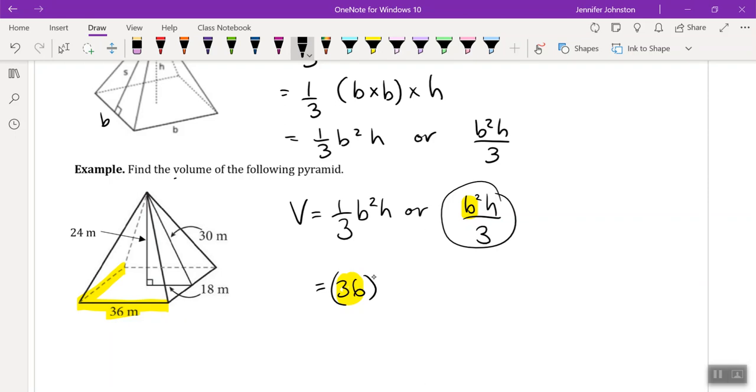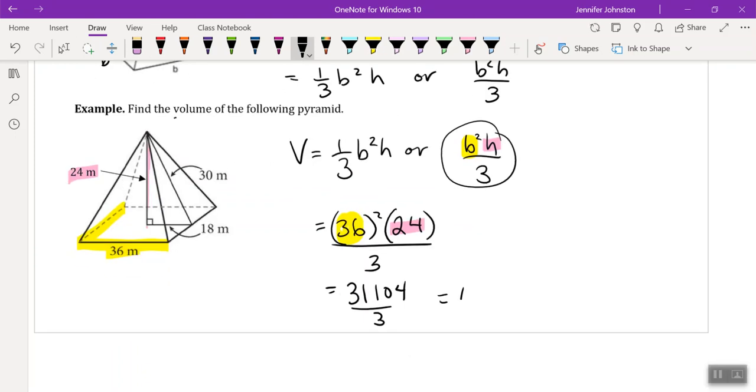36 squared, and then the height, how tall is it? Is 30 how tall it is? No, that's a slant. 24 is how tall it is. So 24 is standing nice and tall, and then don't forget to divide by 3. Type it all in your calculator. 36 to the power of 2 times 24. Find that number and divide it by 3.